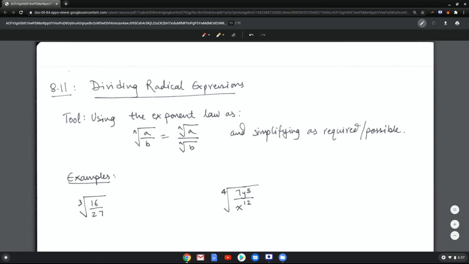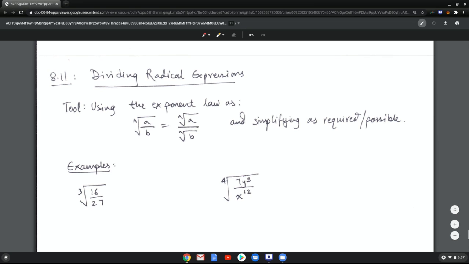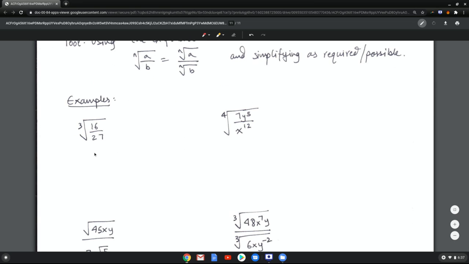In dividing radical expressions, the tool is again the exponent law as follows. If you have nth root of a over b, you can distribute them. For example, this becomes cube root of 16 over cube root of 27. We've seen this is cube root of 2 cube root of 2 divided by 3 cube root of 2, which cancels out, so it's actually 2/3.